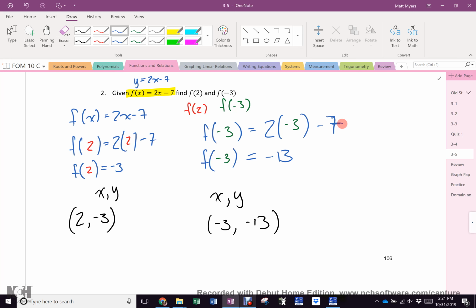Anyways, does everybody see that the only thing that has changed is just, instead of writing y, we write f of x. Thusly, yes.